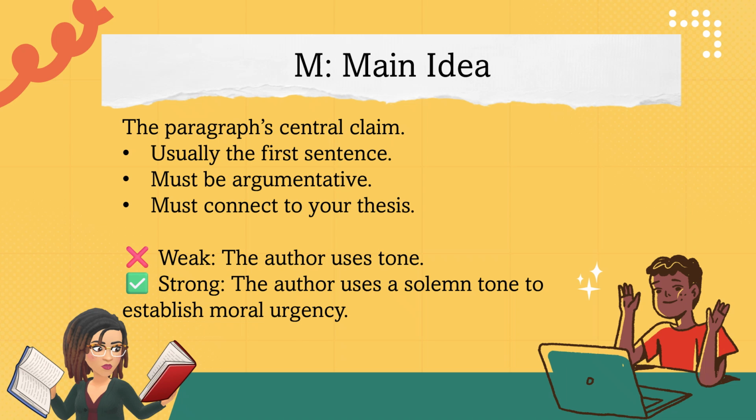M stands for main idea. That's your topic sentence. And your topic sentence must make an argument, not just say, "The author uses tone." That's a statement. Instead, "The author uses a solemn tone to establish moral urgency." See the difference? One is observation, the other is analysis.